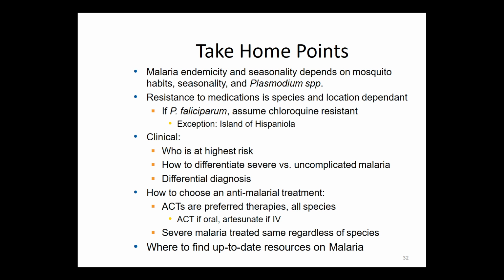Again, it may be the CDC site, the World Health Organization site, and if malaria is local in your country, probably you have your own recommendations. But again, use trusted sources, official sites.